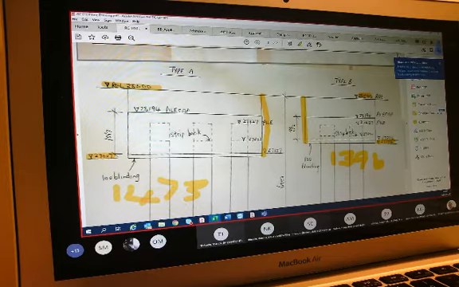Can we all see that? It's only one person that can see that. Not everybody can see that.